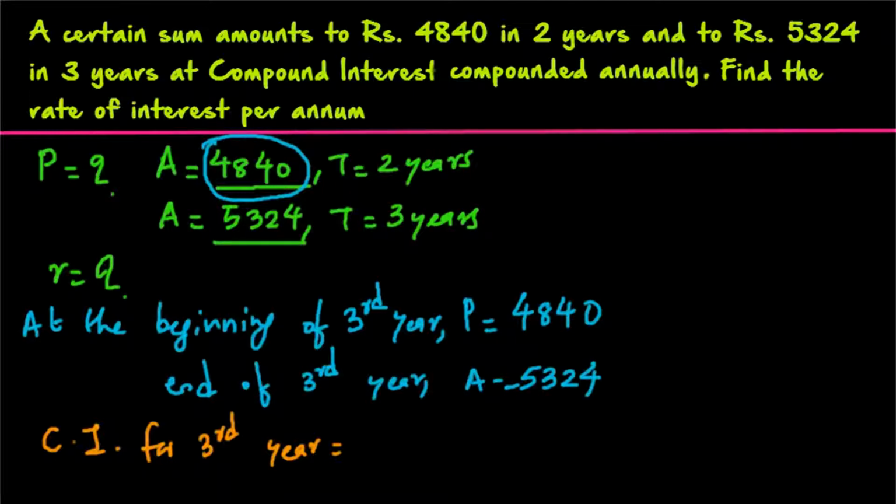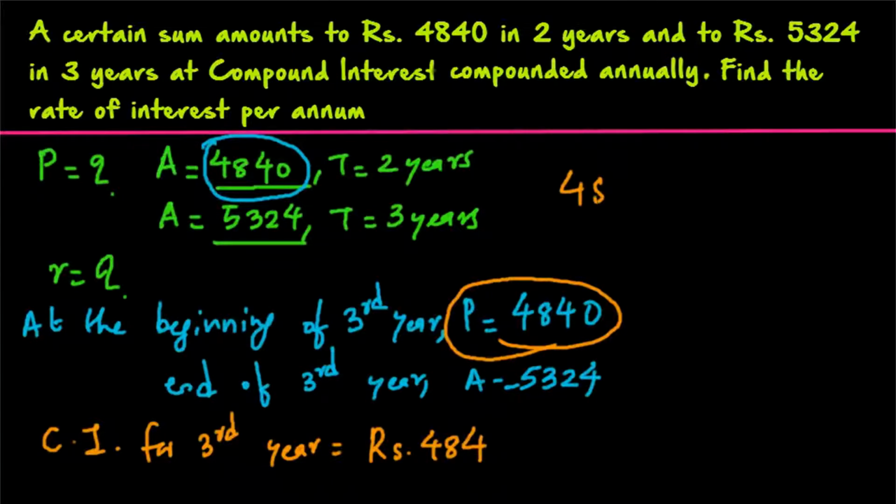So what is the difference? We will be getting rupees 484. Rupees 484 is the compound interest which is generated for the third year, and this compound interest we are getting for an amount of rupees 4,840. Or when principal is equal to 4,840, the compound interest obtained is 484. So 484 is the interest on rupees 4,840.